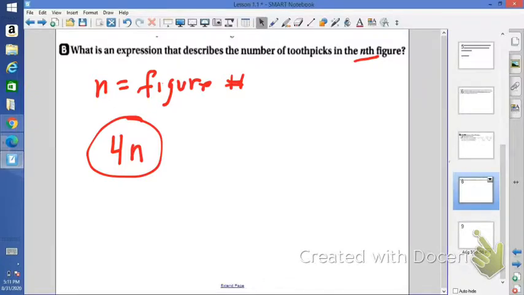So this wraps up lesson 1.1. Again, make sure that your guided notes and the example problems are filled out, because that's what we check in class each day.